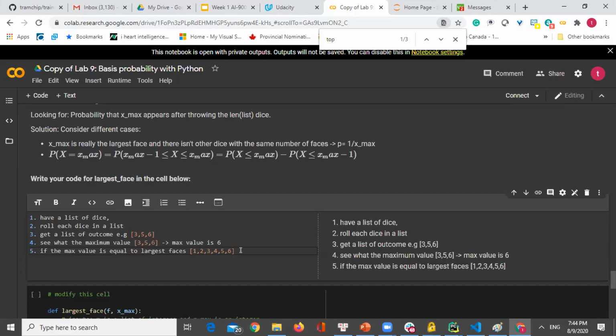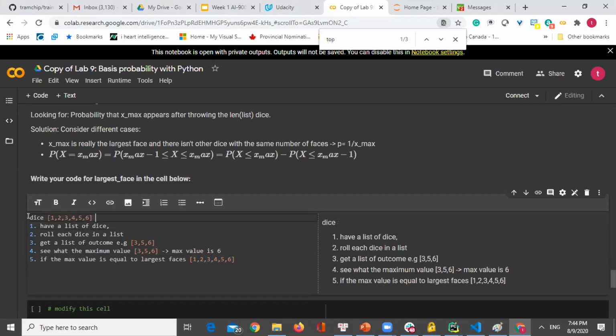I don't understand what you say. Okay, so the possible numbers on my dice, the list of possible numbers that can appear on my dice, is 1, 2, 3, 4, 5, 6, right? Because 6 is the maximum.